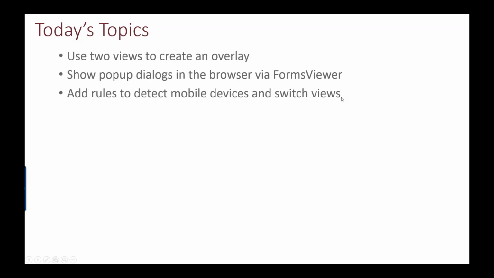Right, thanks. Okay. So we've got three bullets for you today. We're going to show you how to use two views to create your overlay effect in your InfoPath forms for use in FormsViewer. Then there's also showing pop-up dialogs in the browser for your FormsViewer forms. And lastly, to add rules in your form so that they can detect whether or not the user is opening the form on a mobile device, and if so, switch to the mobile view automatically. So those are going to be our topics for today.